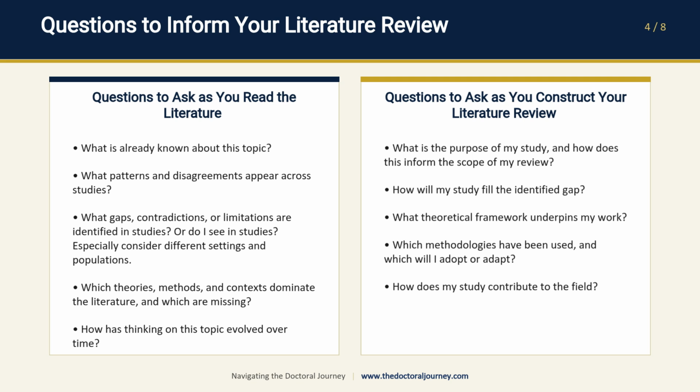Especially consider different settings and populations. Which theories, methods, and contexts dominate the literature, and which are missing? How has thinking on this topic evolved over time? As you construct your review, ask, what is the purpose of my study, and how does this inform the scope of my review? How will my study fill the identified gap?